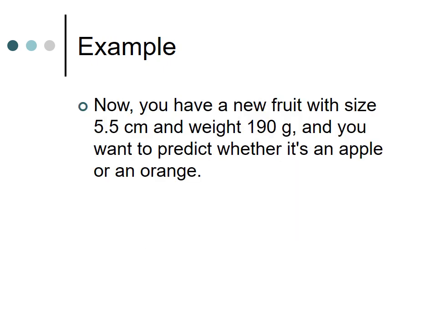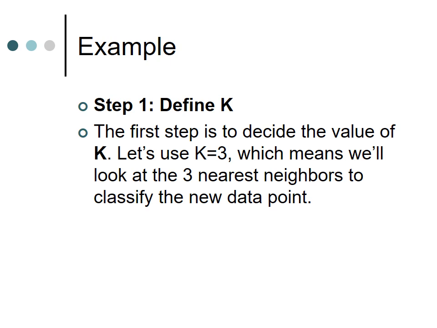So let's suppose we have a new fruit with a size of 5.5 centimeter and weight of 190 grams, and we want to predict whether it is an apple or an orange. Step 1 is to define the value of k. So first we will decide what should be the value of k.